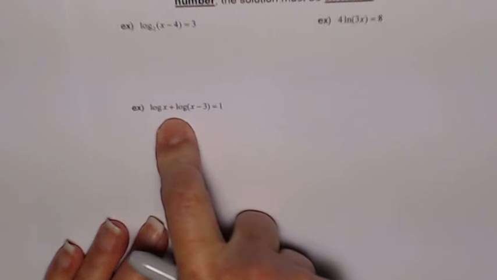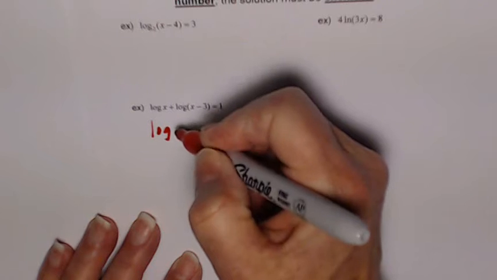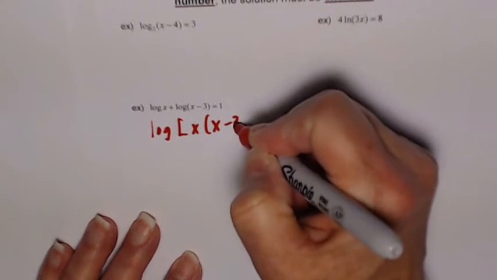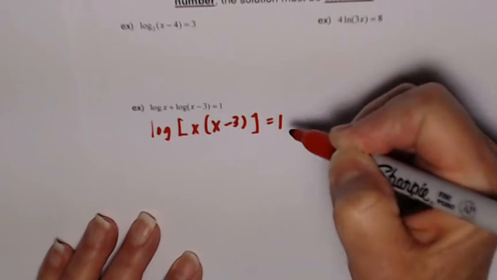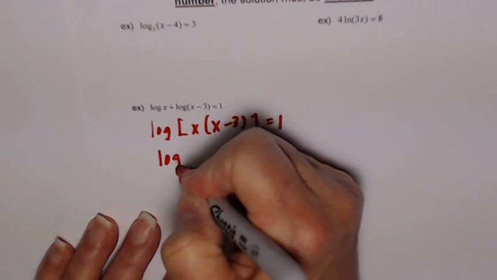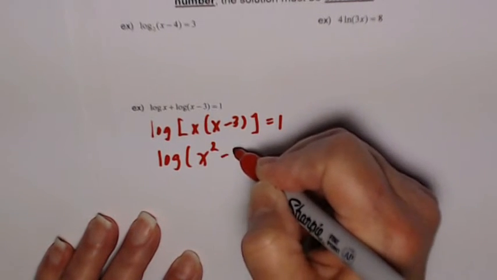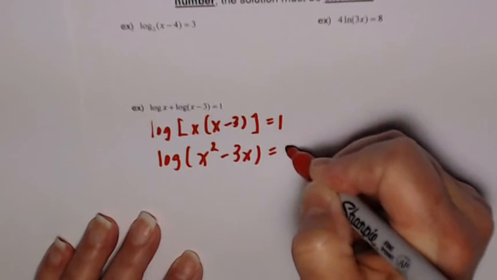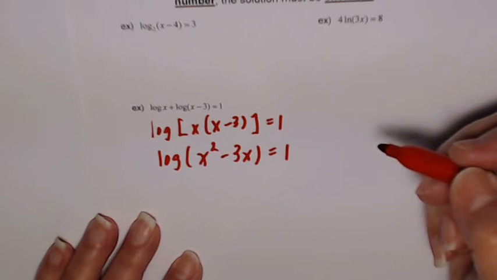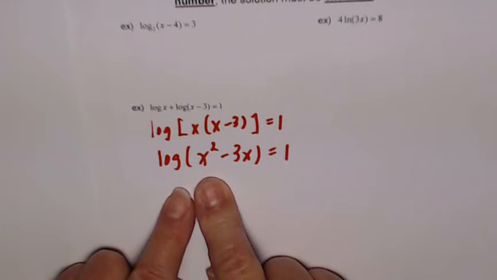So addition, we know that means multiplication. When we put these together, we have log of x times (x minus 3) equal to 1. Let's continue with our multiplication: log of x times x is x squared, x times negative 3 is negative 3x, equal to 1. So far we haven't really done anything in terms of solving it, but we have taken our two log statements and written them as one.